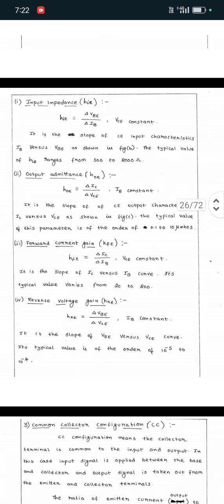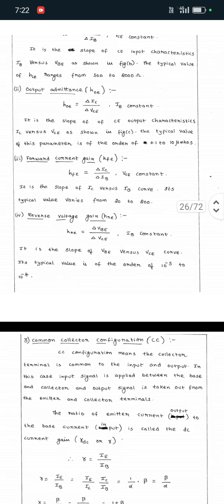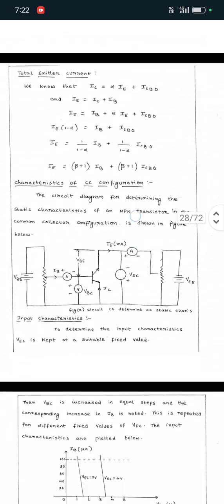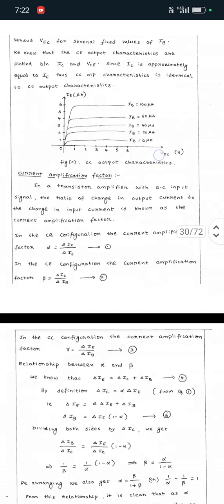Next, input impedance, output impedance, forward current gain, reverse current gain. While coming to the comparison of CB, CE and CC, the first property is input resistance. The common base is low, about 100 ohms. Next, common collector is high, common emitter is moderate. Output resistance: high, moderate, low.